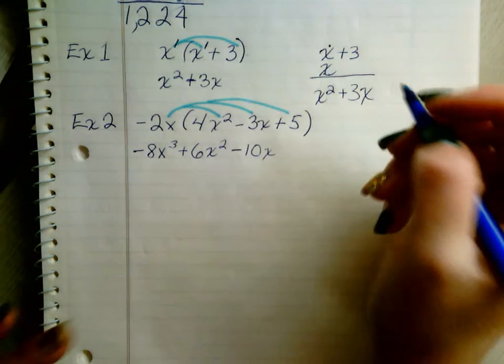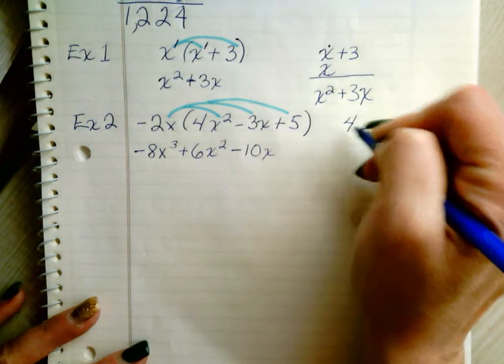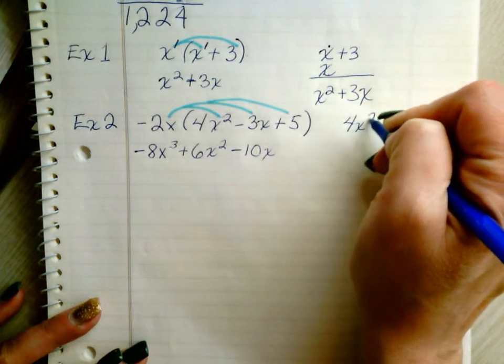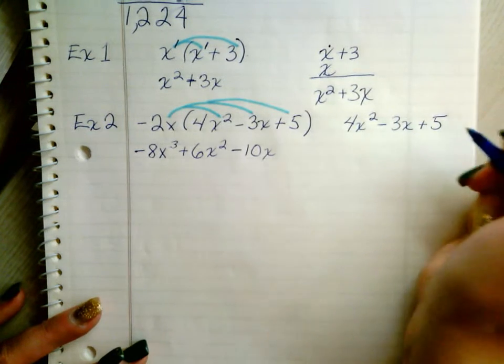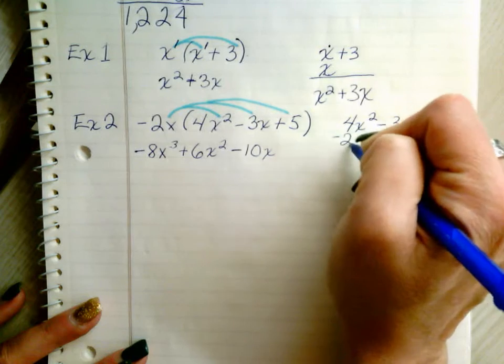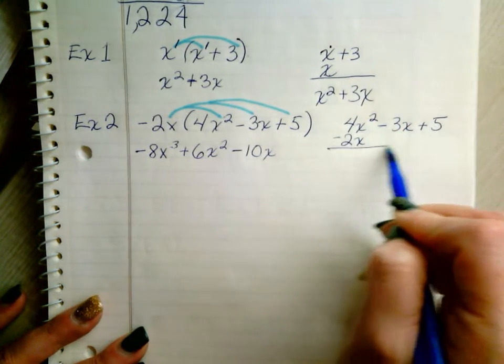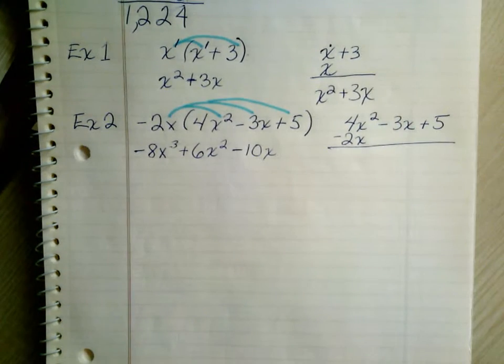If you wanted to stack it, put the large polynomial on the top, 4x squared minus 3x plus 5, and put the monomial on the bottom, justified to the left.